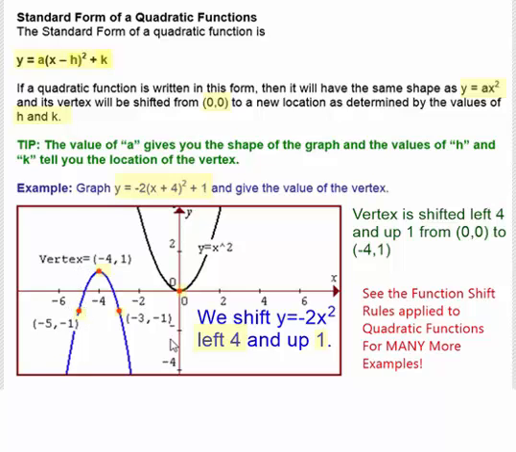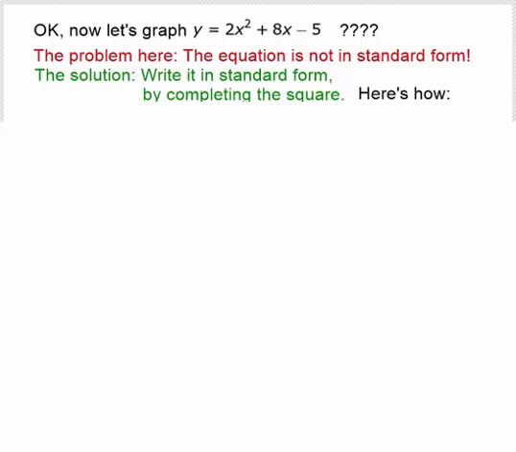In the previous video, I did quite a few examples using the function shift rules and this standard form, so go back and refer to those examples as needed. Okay, now let's graph y = 2x² + 8x - 5. How are we going to do that? This is not in standard form. Can we write it in standard form? The answer is yes. We can do this by completing the square on the x terms.